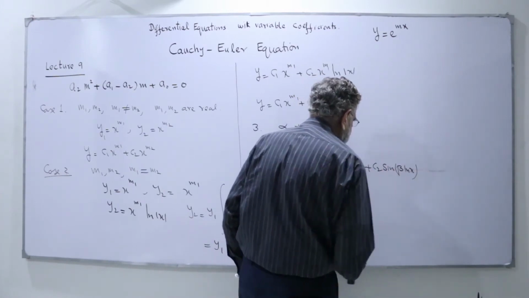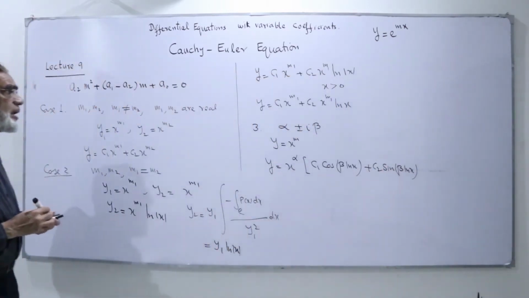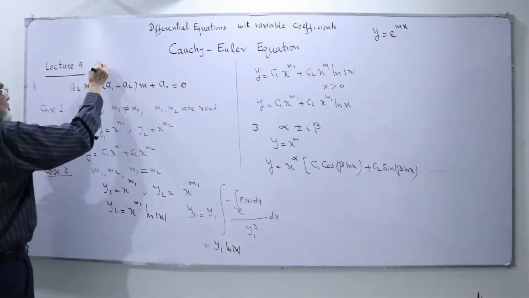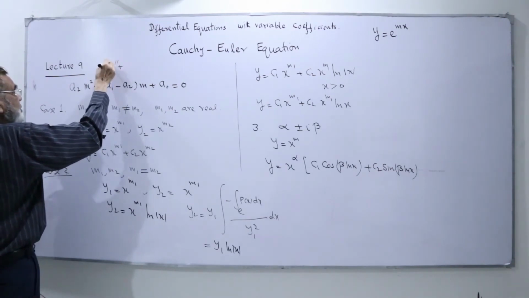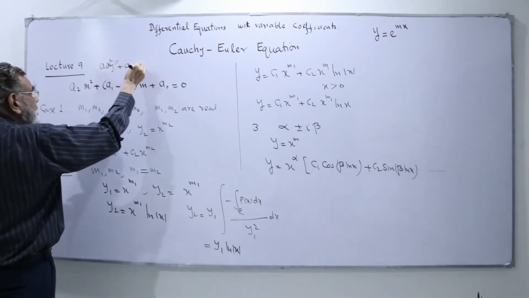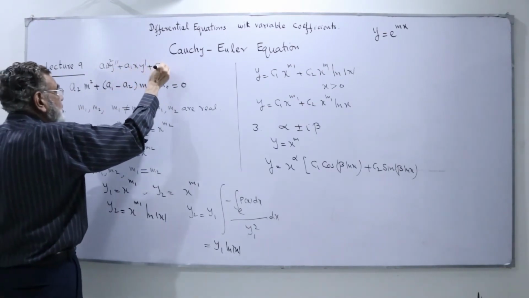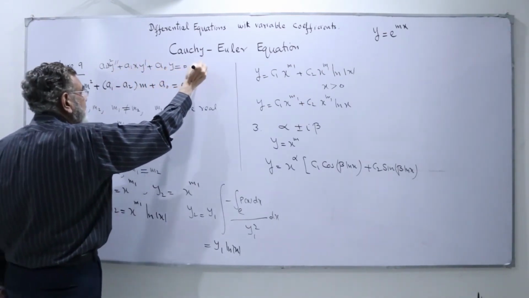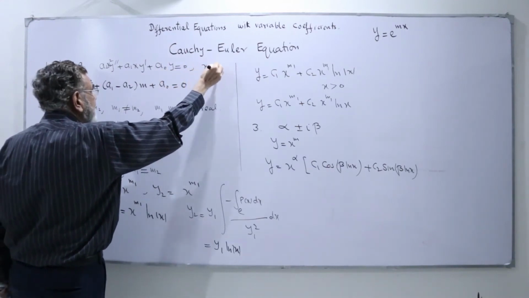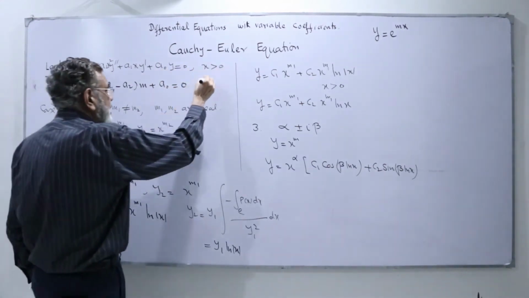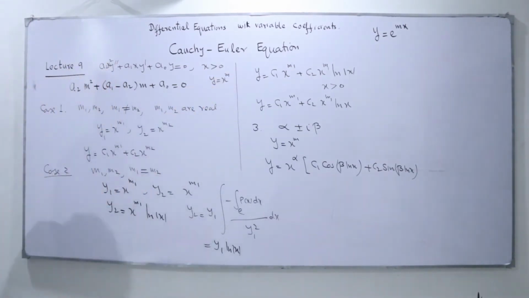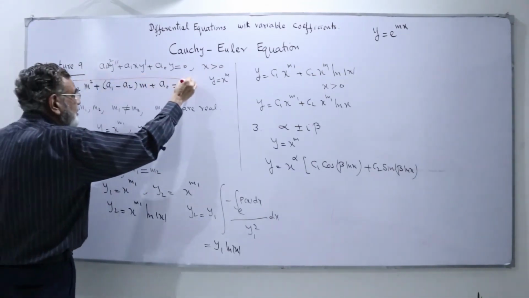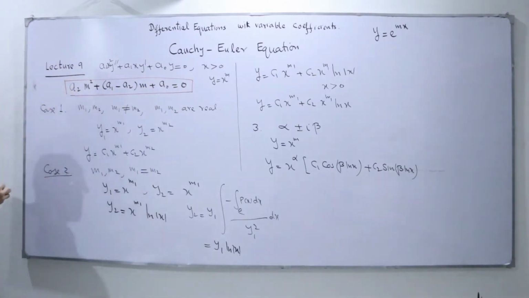So these are the cases that we are having here. The solution of the equation, we have this equation a2 x square y double dash plus a1 x y dash plus a0 y equal to 0, and we have taken here our x bigger than 0. So our substitution was y is equal to x to the power m, and when we make the substitution, we get here our characteristic equation. This I gave you the derivation of the characteristic equation. Then we have three cases.